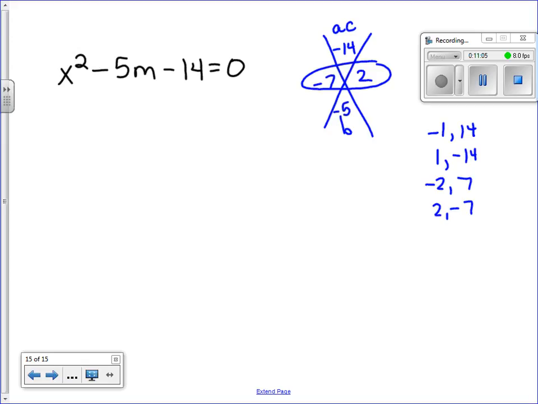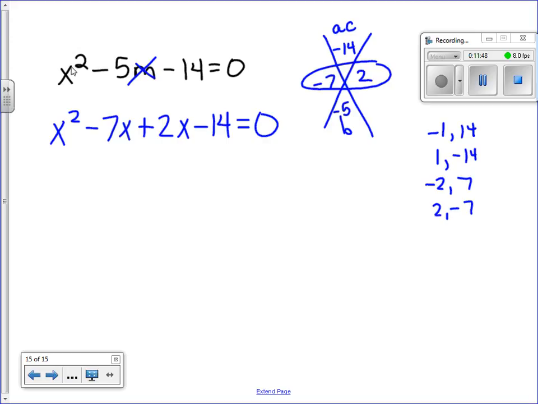Now, I'm going to rewrite this problem, and instead of writing 5x, I'm going to write negative 7x and 2x. x squared minus 7x plus 2x minus 14 equals 0. So look closely at that. Did I change the value of the equation at all? No, because what's negative 7 plus 2? Negative 5. It's like you got 4 quarters for $1. It's the same amount, it just looks different.